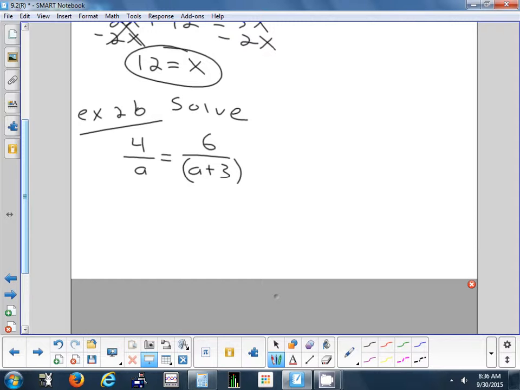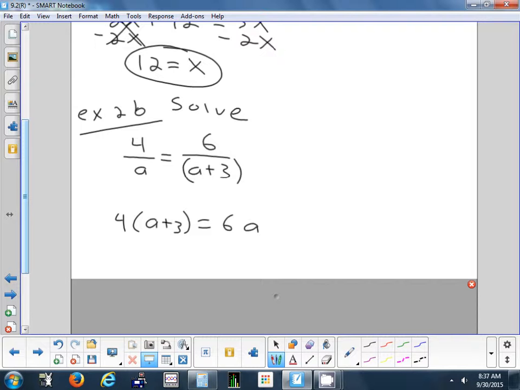Okay, so Zach started us off. Who can tell me what I do next? Everybody feel confident? Maria? You need to rewrite it to 4 parentheses a plus 3, equals 6a. I like it. Okay, so she did 4 in parentheses, a plus 3 equals 6a.